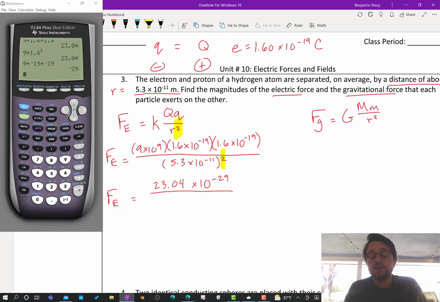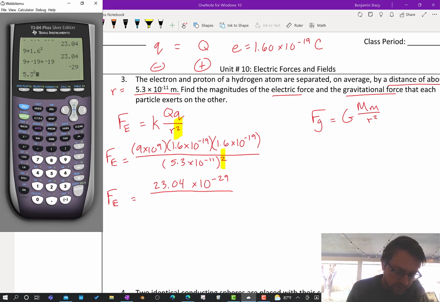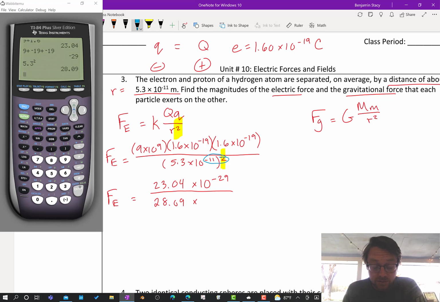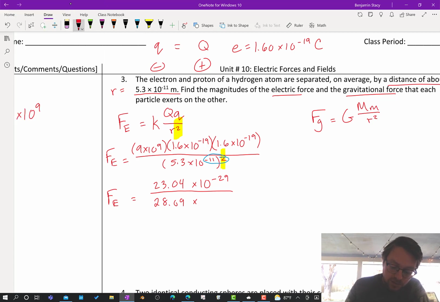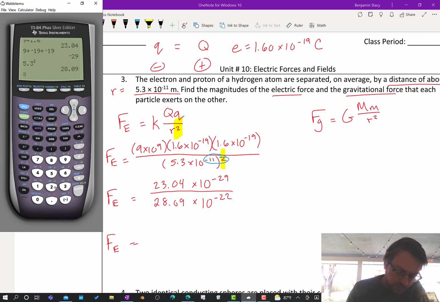All over, downstairs, 5.3 squared. Let's do that, 5.3 squared, since I'm just doing prefixes first. And then I can go back and check by putting everything in the calculator. And then I've got times 10 to the minus 11 squared, so now we multiply. So I've got times 10 to the minus 22, and we're almost there. One last quotient to get. I'm going to do, again, since I'm just dealing with the prefixes first, 23.04 divided by 28.09. Cool beans, 0.820, let's call it, times 10.